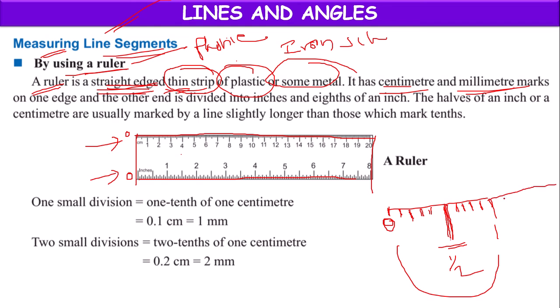Again from 1: 1, 2, 3, 4, 5, a bigger line, then 1, 2, 3, 4, 5. This is 2 centimeter. And this will be the middle part between 1 and 2 centimeter, which is equal to 1.5 centimeter. Like that, this scale will be calibrated with measurements. So always the middle line will be slightly longer than the other lines.